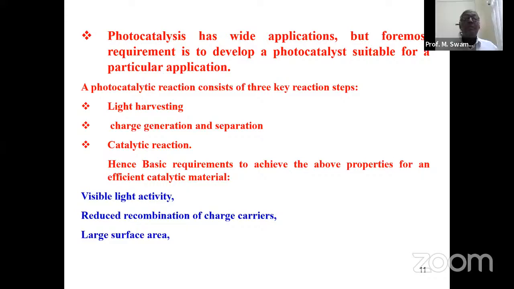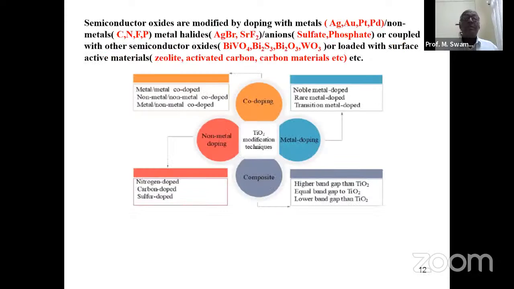So how to find out? Because TiO2 is UV sensitive, and even for zinc oxide, the band gap energy is nearly equivalent to the UV energy. So that is why we have to find some catalyst which is very, very active in visible light. So what they do is that semiconductor oxides are modified by doping with metals or non-metals or metal halides or anions, or even coupled with other semiconductor oxides, or sometimes loaded with surface active materials like zeolite, activated carbon and other carbon materials.